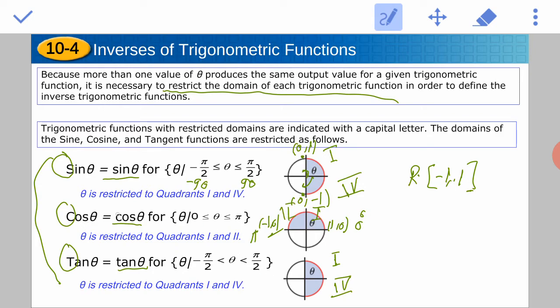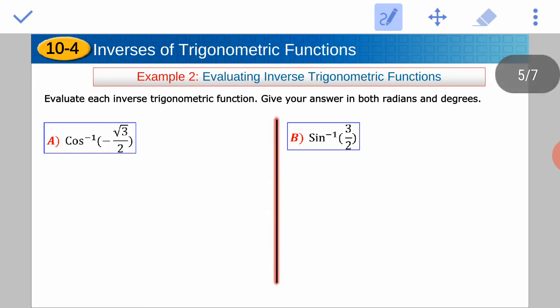The cosine ratio in the restricted domain is defined in quadrant 1 and quadrant 2, and the range of the cosine trigonometric function is also negative 1 to 1. The minimum cosine value is negative 1 and the maximum cosine value is 1, so any value outside this range is undefined. Guys, now we're ready to study example number 2.